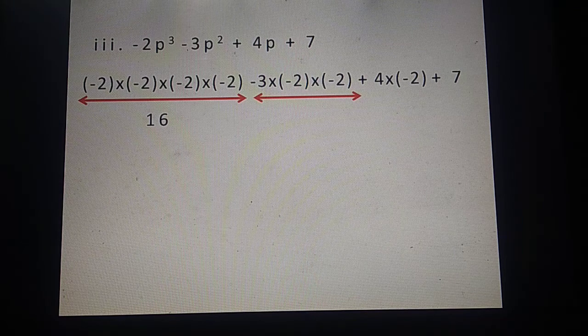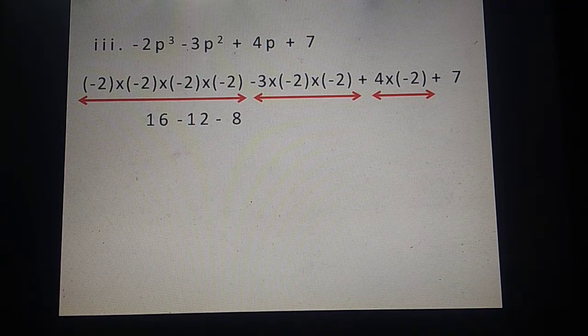Moving to your next term, there are 3 numbers. You have to multiply them. 3 into 2 into 2, which will give you 12. How many minus signs are there? You can see, 2 signs of minus are with the 2s only, and there is one more minus sign in front of 3. So overall there are 3 minus signs, so the final answer will have a minus sign. Now the next term, 4 2s are 8, only one minus sign, then plus 7.